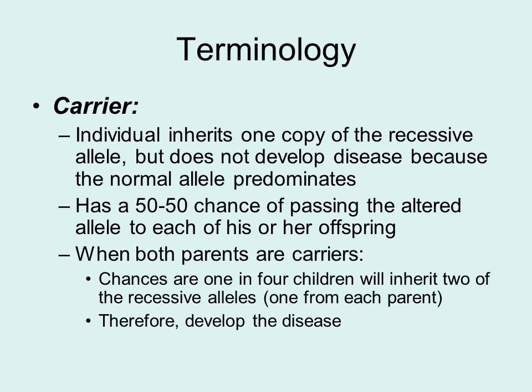If both parents are carriers, then they can pass that trait to their offspring. If their offspring were to receive, and it's purely by chance, the recessive gene from each of the parents, then they would develop the disease. And there's actually a 25% chance of that happening.